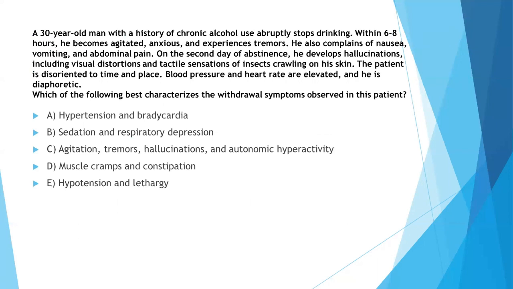We have one more question here. Which of the following characterizes the withdrawal symptoms observed in this patient? A 30-year-old man with a history of chronic alcohol use abruptly stops drinking. Within 6 to 8 hours, he becomes agitated, anxious, and experiences tremors. He also complains of nausea, vomiting, and abdominal pain. On the second day of abstinence, he develops hallucinations, including visual distortion and tactile sensation of insects crawling on his skin. The patient is disoriented to time and place. Blood pressure and heart rate are elevated and he is diaphoretic. Which of the following best characterizes the withdrawal symptoms observed in this patient?